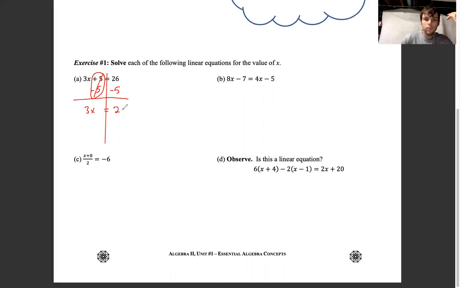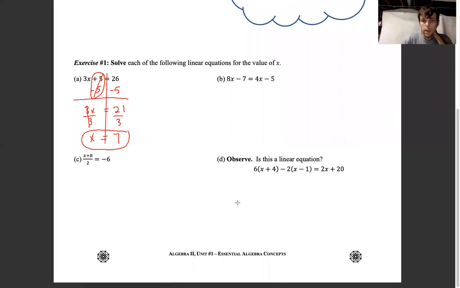26 minus 5 is 21. And then here we have 3 times x, so to cancel out that multiplication, we divide. We get 1x, or just x, is equal to 21 divided by 3, which is 7. There you go. And we should check this. I'm not going to do it right now, but you could go ahead and substitute that back in and make sure that works as a solution. It does. 3 times 7 is 21, plus 5 is indeed 26. It works out.